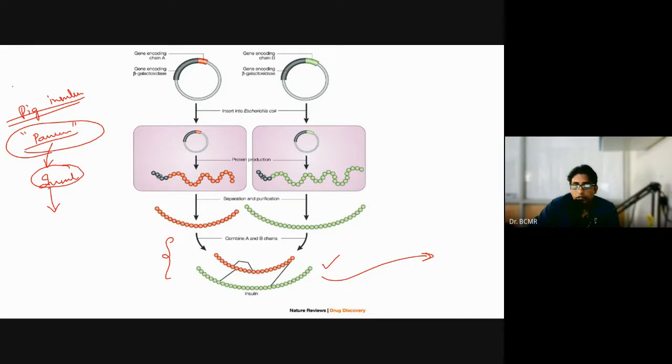But now we have recombinant DNA technology. We can make E. coli produce chain A and chain B, and then we can give it to the patient in large quantities. The majority of the insulin that we have is recombinant insulin.